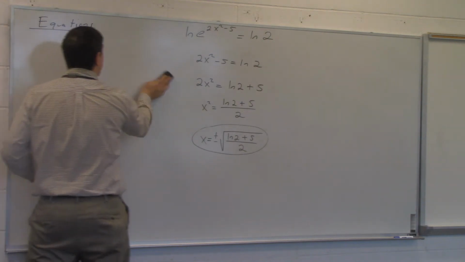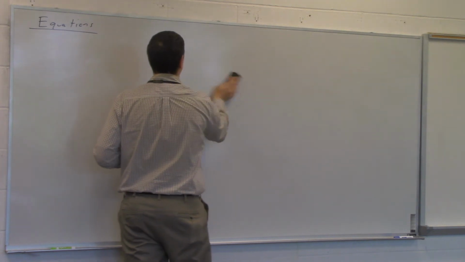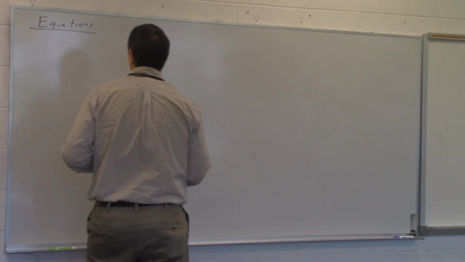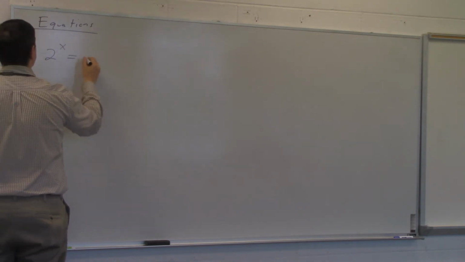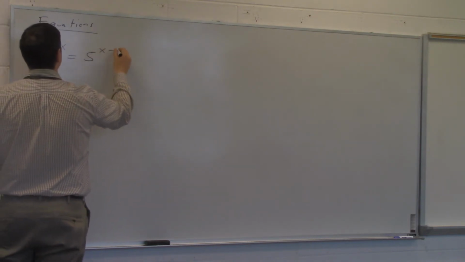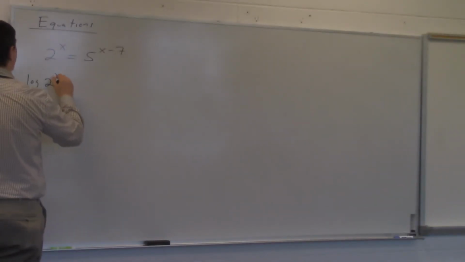We've seen examples where we only have one variable. What if we have two variables? Let's say I have a basic example: 2 to the x equals 5 to the x minus 7. Okay, I want to solve this. Now, of course, we can't write 2 and 5 as common bases, because 5 is not a power of 2, nor is 2 a power of 5. So I'm going to introduce a log to both sides, just like we did in the first example.